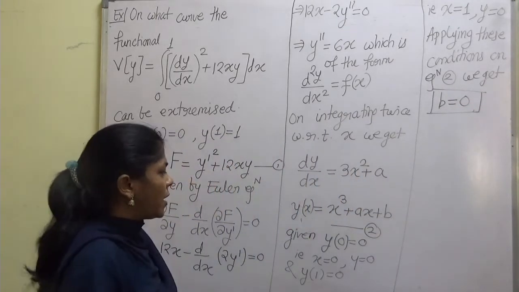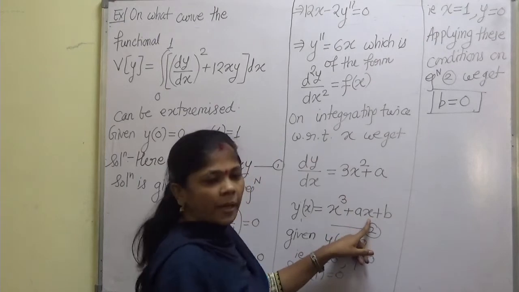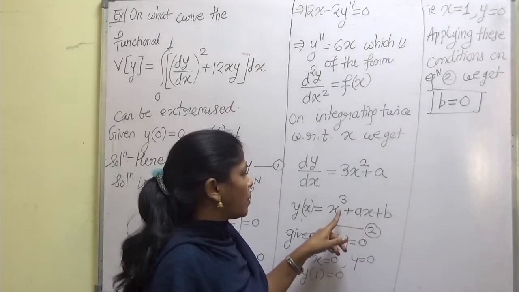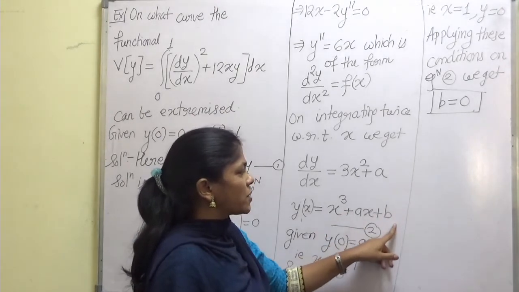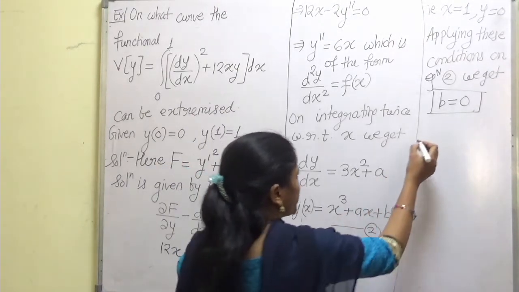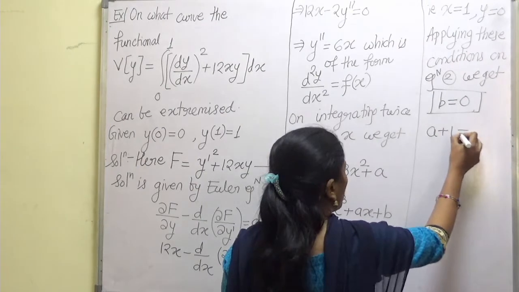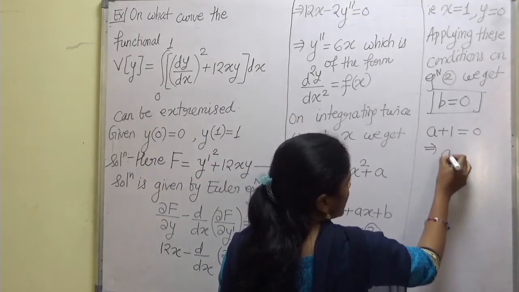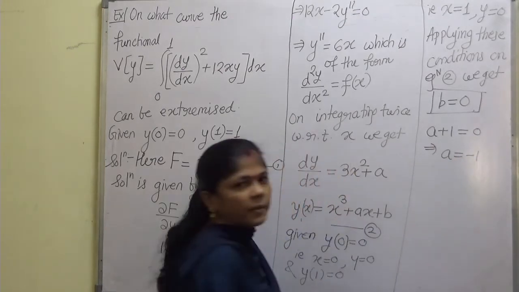Okay, then next, apply next condition. X is 1. Okay, x is 1. So a plus 1, b is 0, so 0. So a plus 1 equal to y is 0. So what does this give? This gives a equal to minus 1.